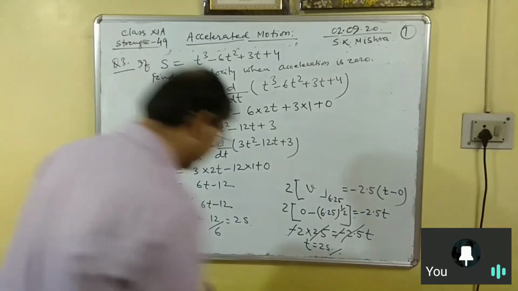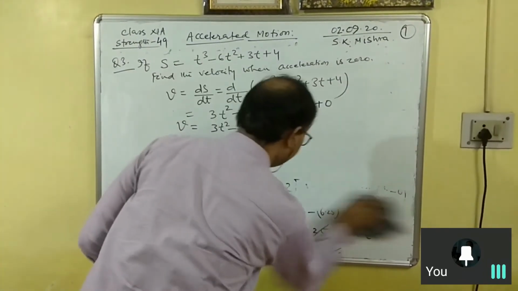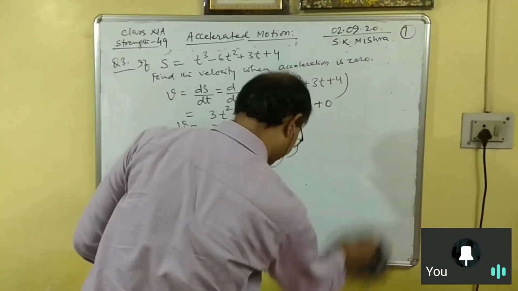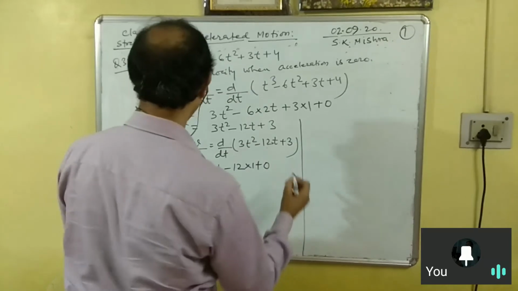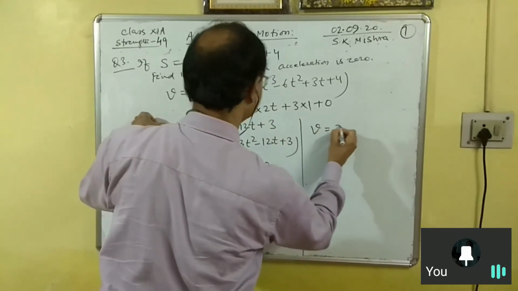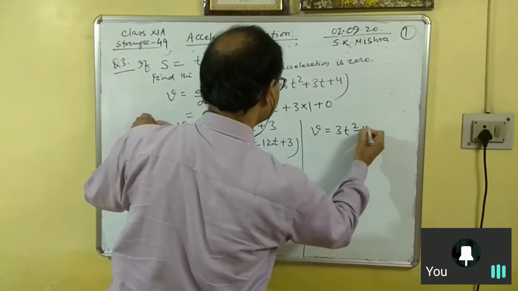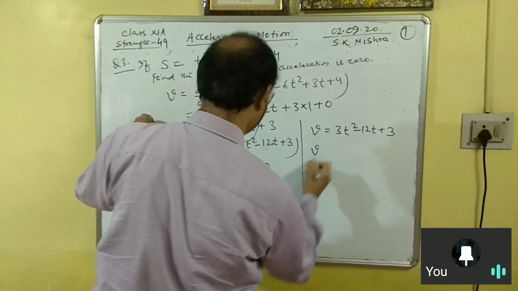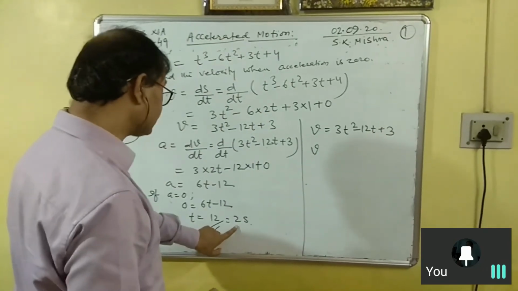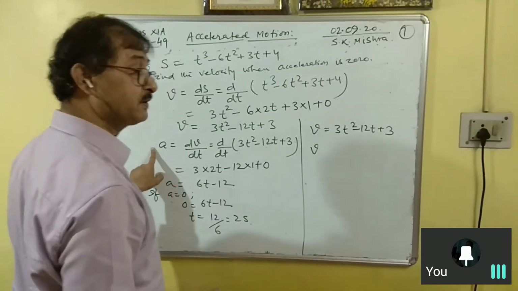So I am doing the remaining part here only. Since v is equal to 3t square minus 12t plus 3, now you have to find velocity at the end of 2 seconds, because after 2 seconds, its acceleration will be 0.